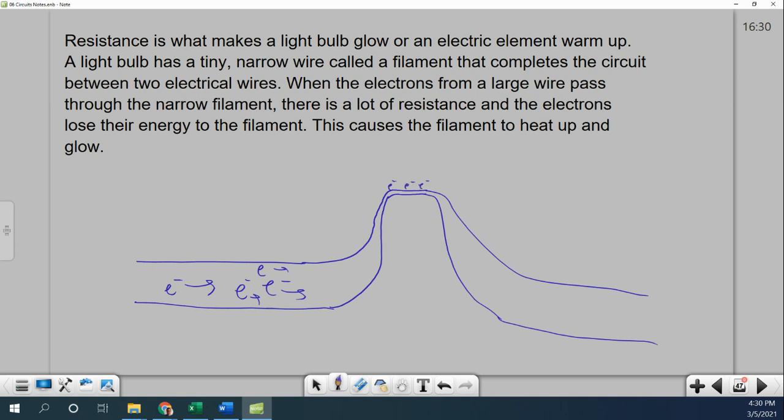They're going to bump into a lot more stuff, right? So when I narrow the filament, there's a lot more resistance, and all of a sudden, this thing heats up, and it gets so hot, it starts to glow. That's how those old school incandescent light bulbs worked. That's really how your toaster works. That's why it glows red hot. The electrons lose so much energy in that tiny little wire that it heats up and glows. And I mean, they make it out of materials that are good for resistance as well and are also somewhat heat resistant.